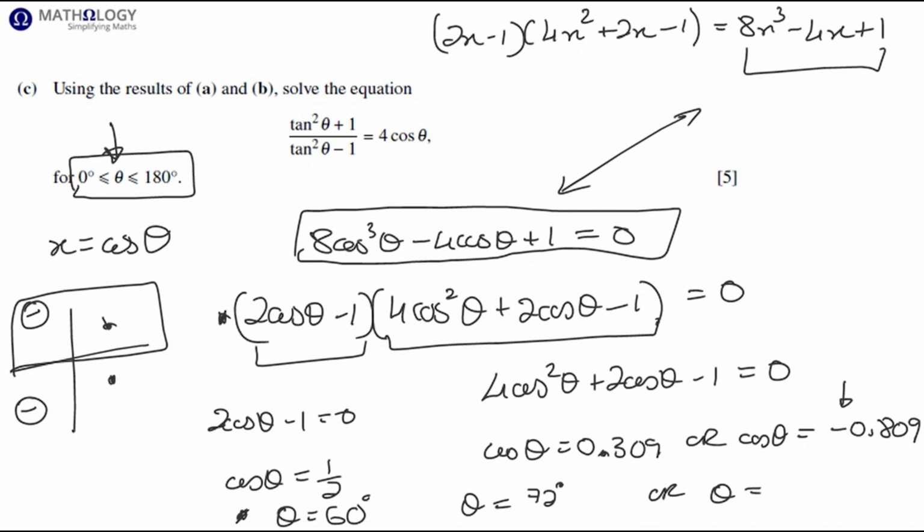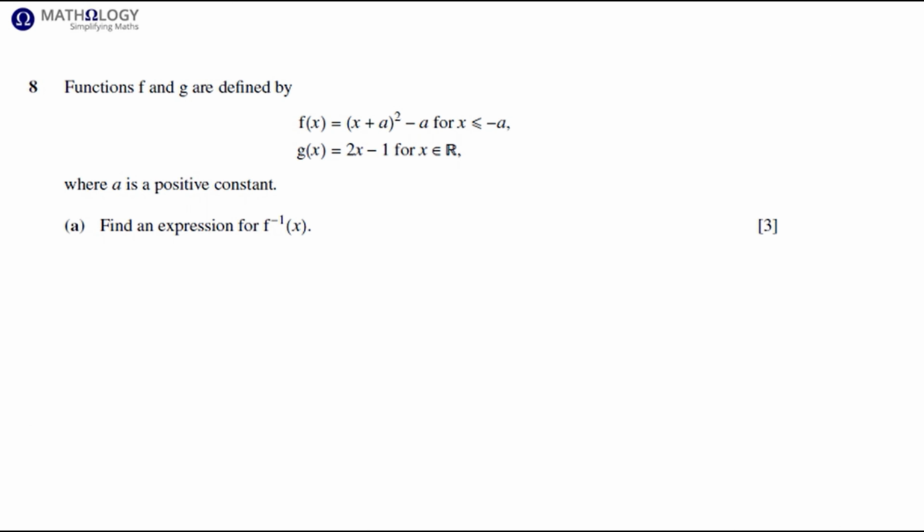So shift cos 0.809, take that off 180, theta is 143.99, so we're going to approximate that as 144 degrees. So theta equals 60, 72, or 144 degrees.